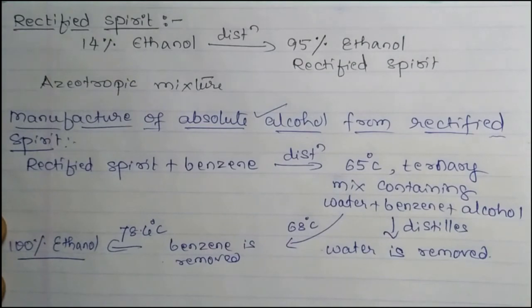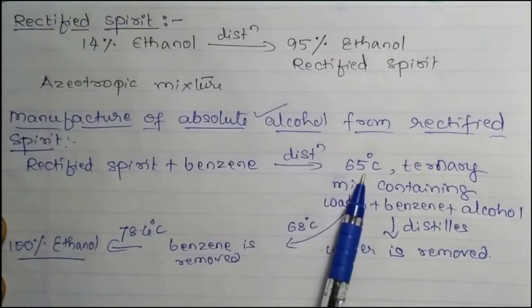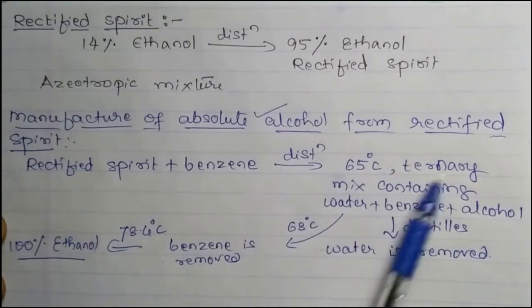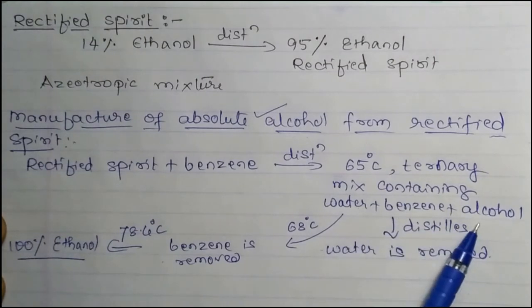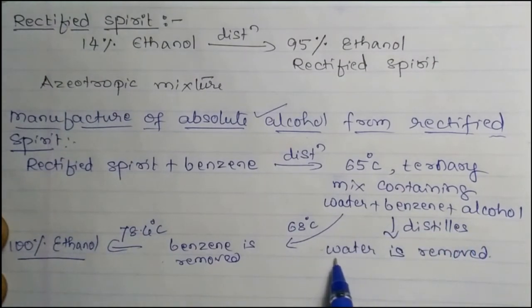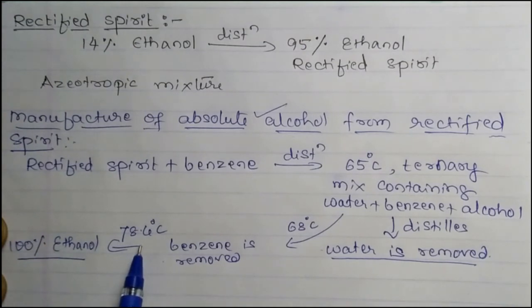To summarize, first rectified spirit is mixed with the required quantity of benzene. This mixture is subjected to distillation at 65 degrees centigrade, and a ternary mixture containing water, benzene and alcohol distills till water is removed. Then the temperature increases, where benzene is removed, and you get a distillate which contains benzene. Then the temperature rises to 78.4 degrees centigrade, till the 100% ethyl or absolute alcohol gets distilled. It is the purest form of alcohol.